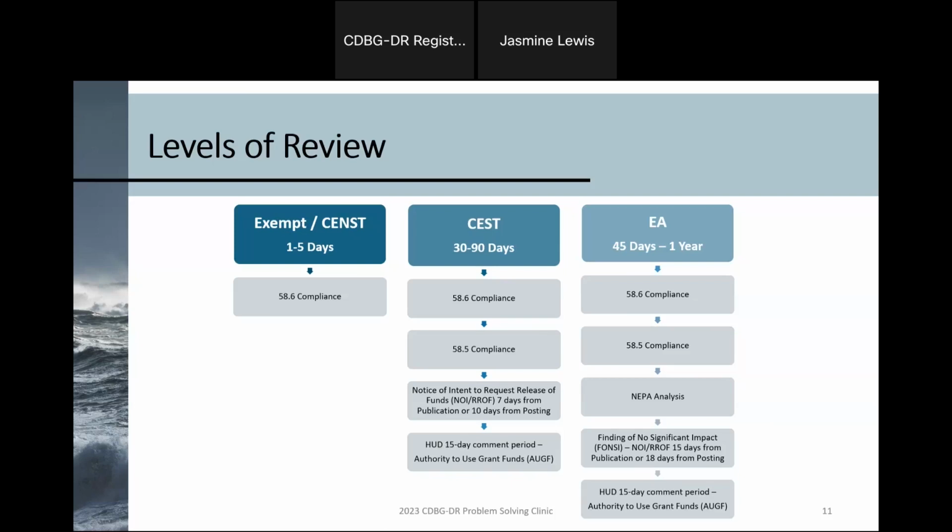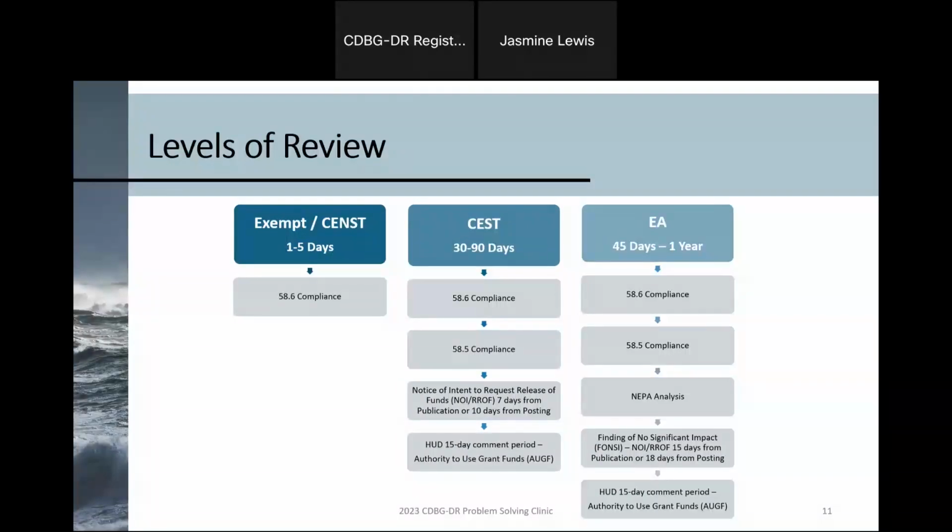But for projects that are not exempt, such as CEST or environmental assessments, in addition to 58.6, you must also document compliance with the laws and authorities at 58.5, also known as the fun stuff. These can include complying with several laws and executive orders, such as the Endangered Species Act, National Historic Preservation Act, and Executive Order 11990 on wetlands, just to name a few. Remember, there are 17 related laws and authorities.